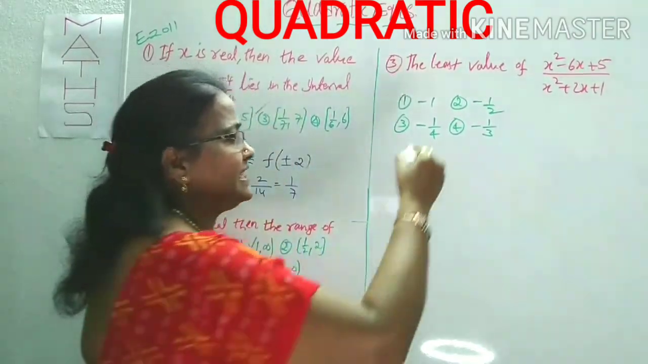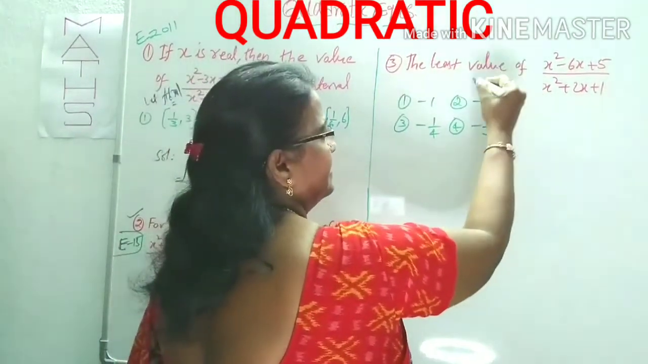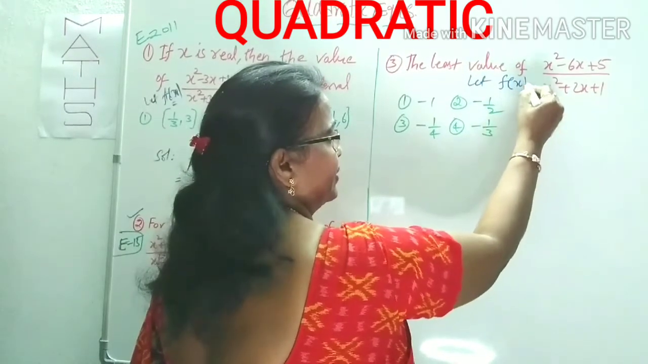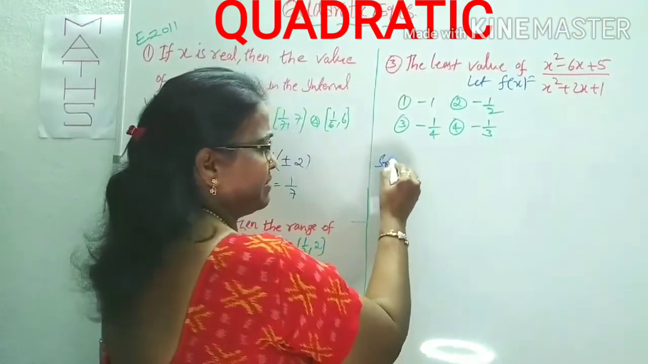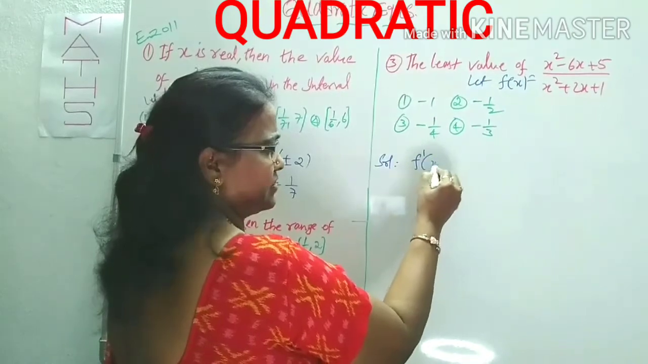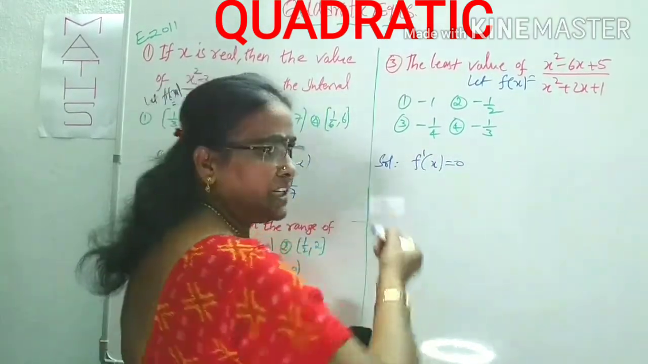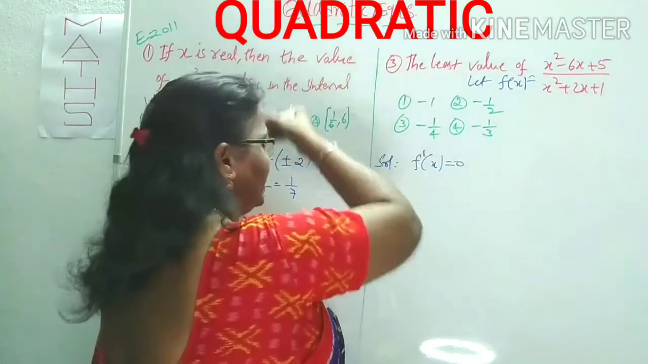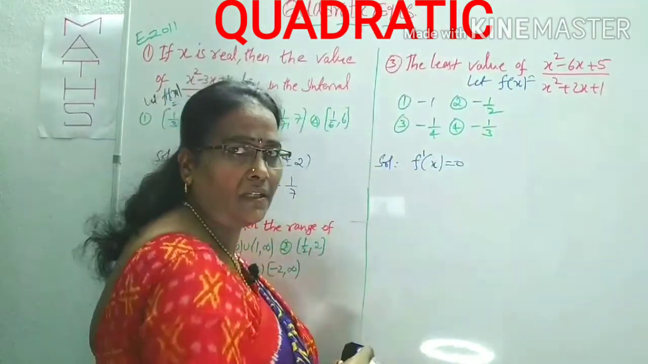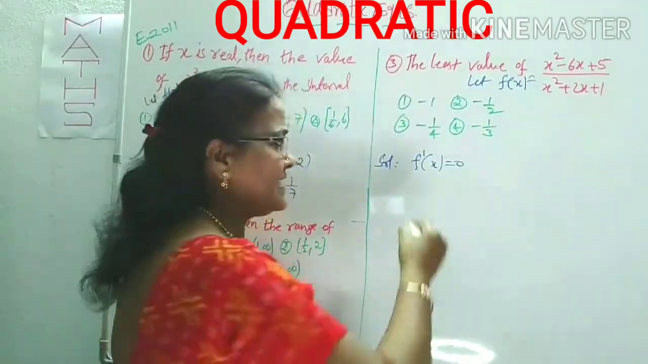So first of all, let it be taken as f(x). Let f(x) be equal to this function. Now for either maximum or minimum, you know clearly that f dash x is equal to 0. If these two forms are there, we can directly take it. It is not in these two forms, so we can think of the derivative concept. f dash x is equal to 0.